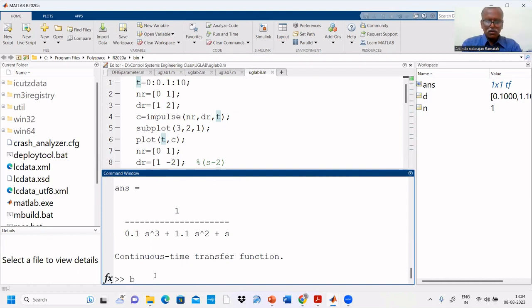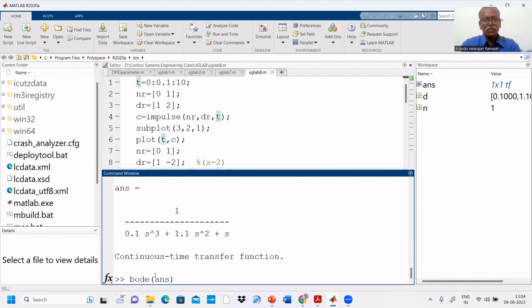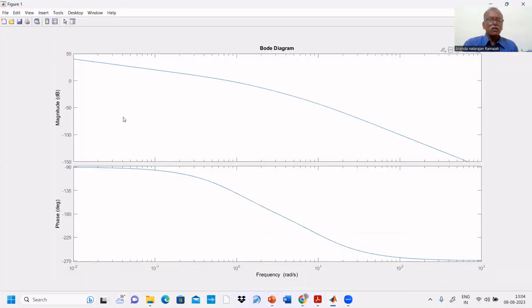To get the Bode plot, we have to invoke the function bode by passing the transfer function. The transfer function is available in the ans variable. So we got the Bode plot. It starts at 0.01, that is 10 power minus 2, but we plotted from 0.1 up to 1000. This is the magnitude plot, and at the bottom it is the phase plot.